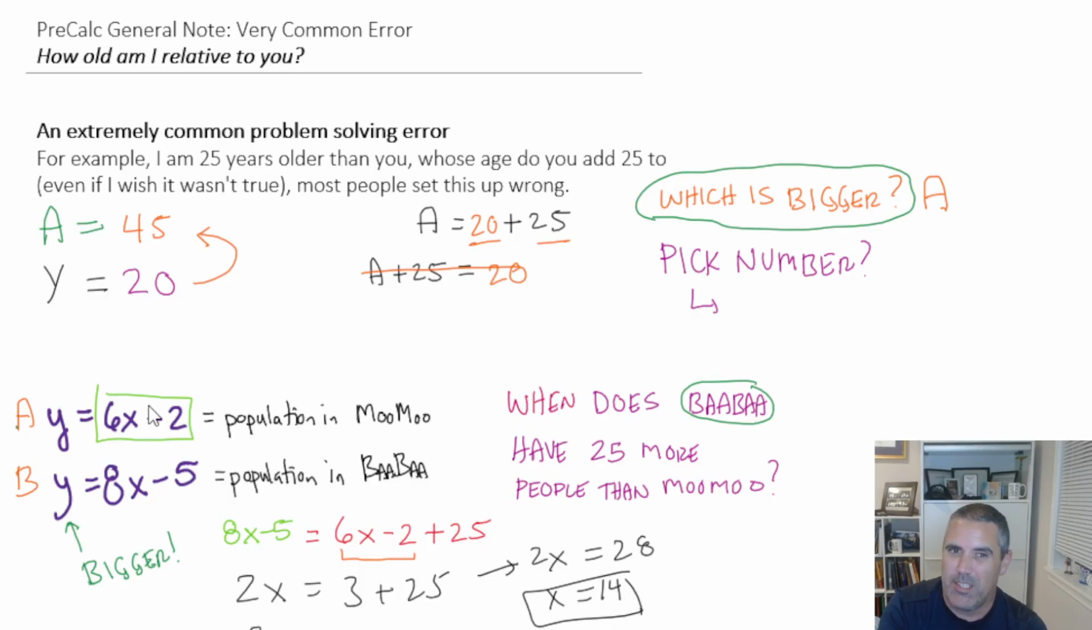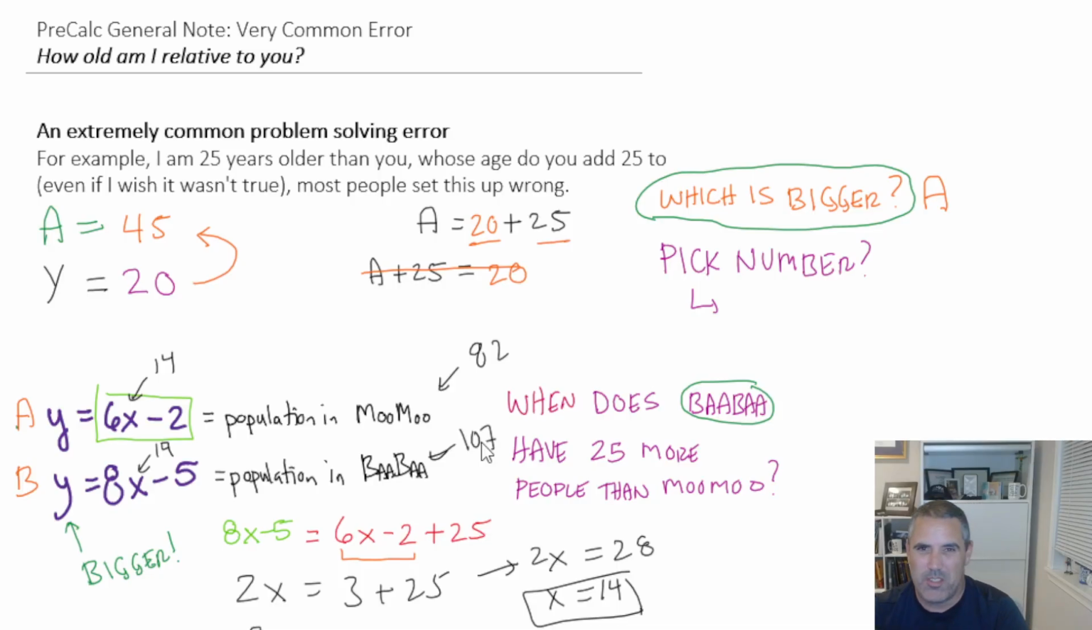Now I can run my fail-safe. What do I mean? I can plug in a 14 here. I didn't prepare this. And I can plug in a 14 here. We're going to do 6 times 14 minus 2, so that I'm getting Moo Moo is 82. And I'm going to do Baba: 8 times 14 minus 5, 107. So now I can check my fail-safe. Was the correct thing bigger? Yes. Was it 25 more? Yes.